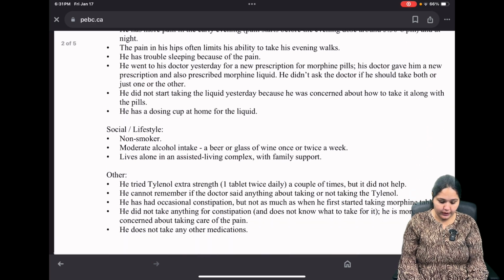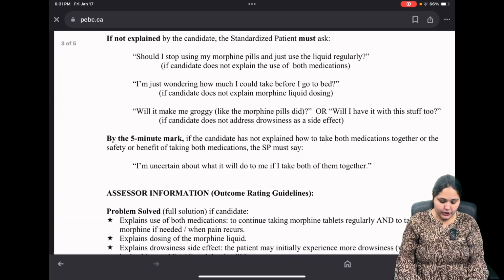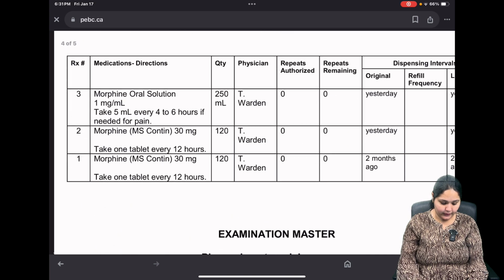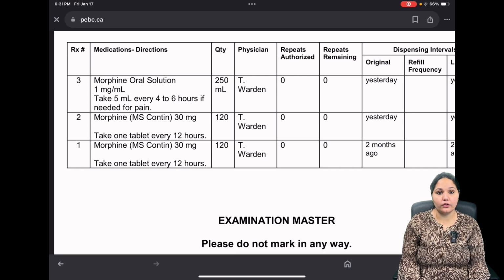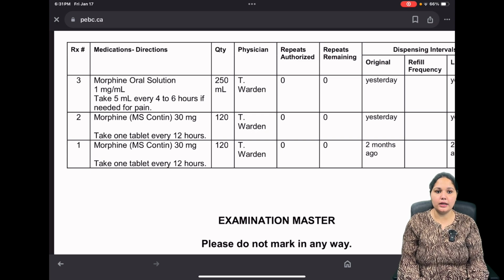When you see here the patient, let me just show you, sorry. If you can see here, the morphine oral solution is 1 mg per ml, and the doctor has written 5 ml every 4 to 6 hours if needed for pain. You need to clearly mention to the patient every 4 to 6 hours if needed, in case he doesn't need to take it. If you say to the patient, take this medication every 4 hours, or take this prescription every 4 to 6 hours, it means he will take it whether he needs it or not.